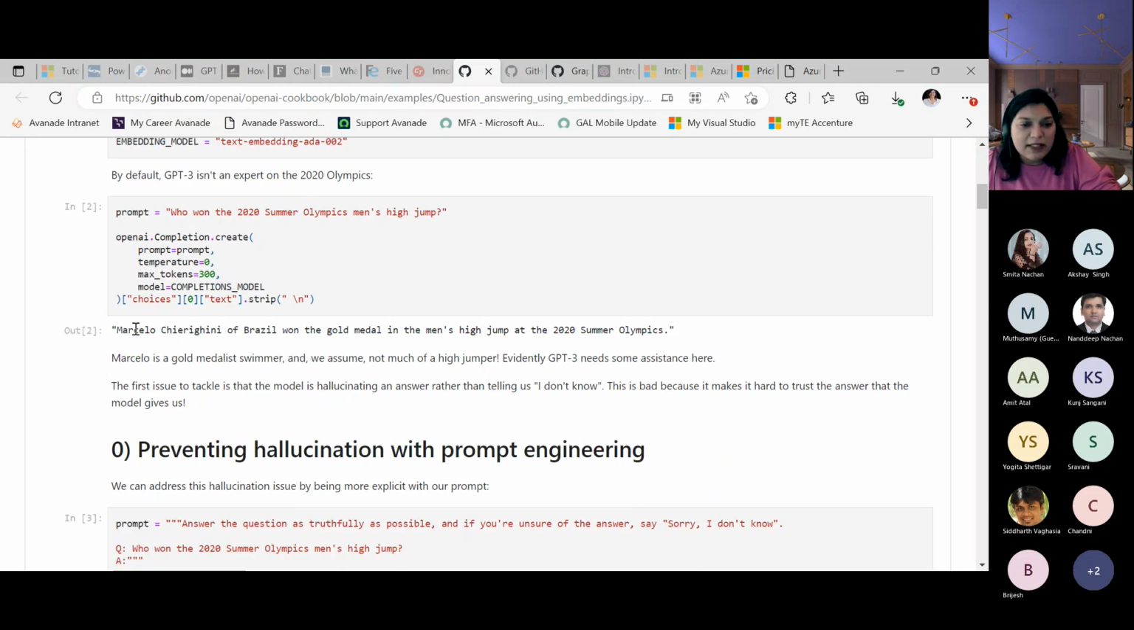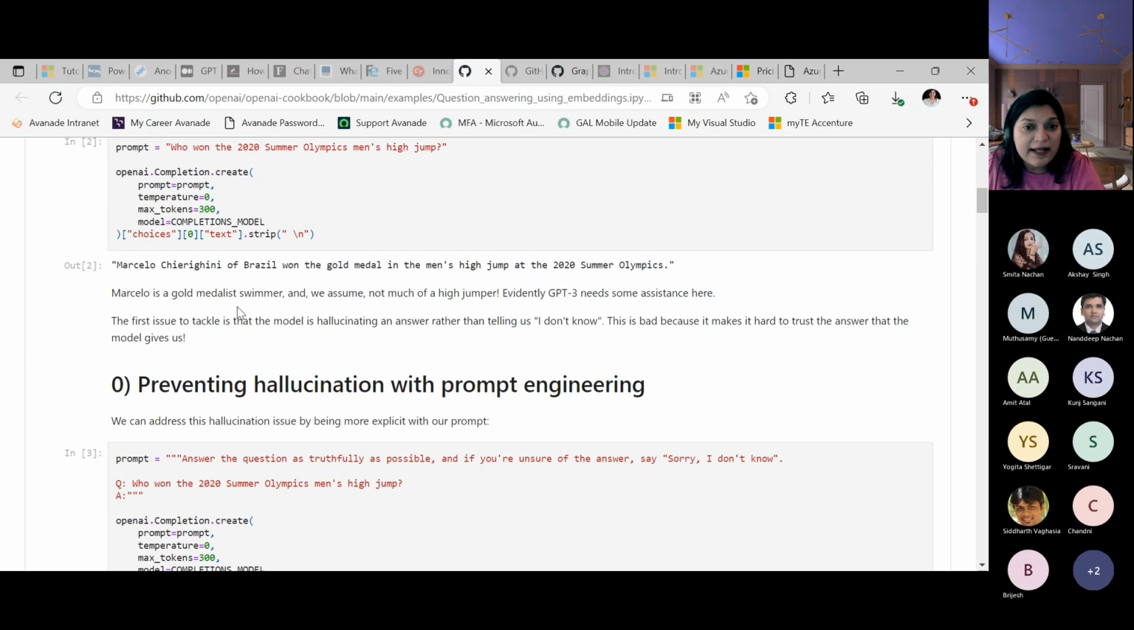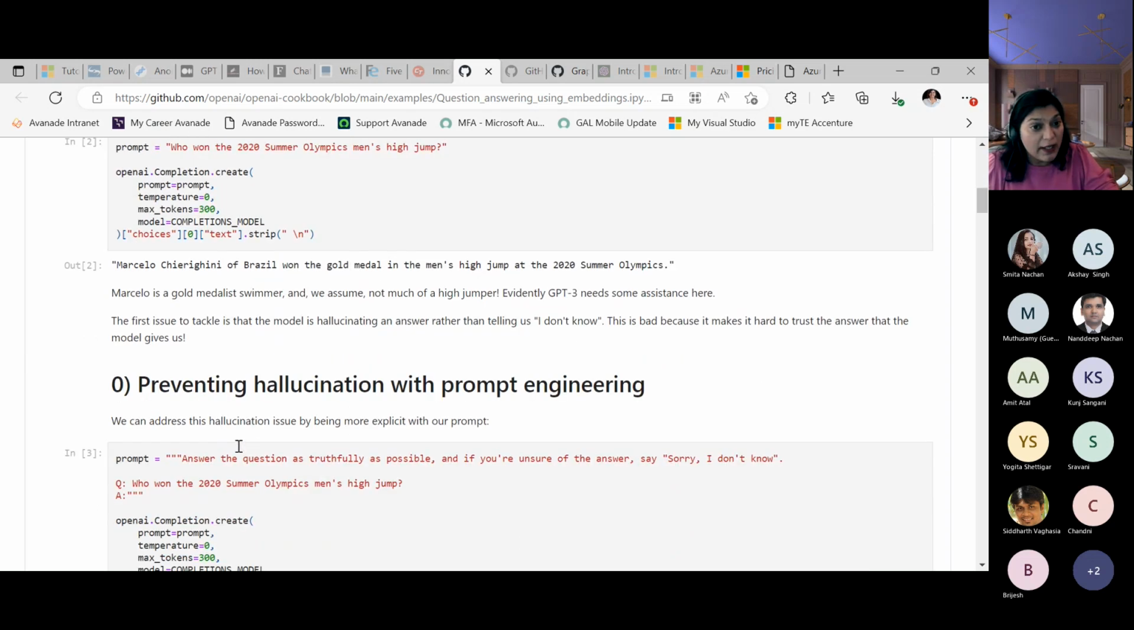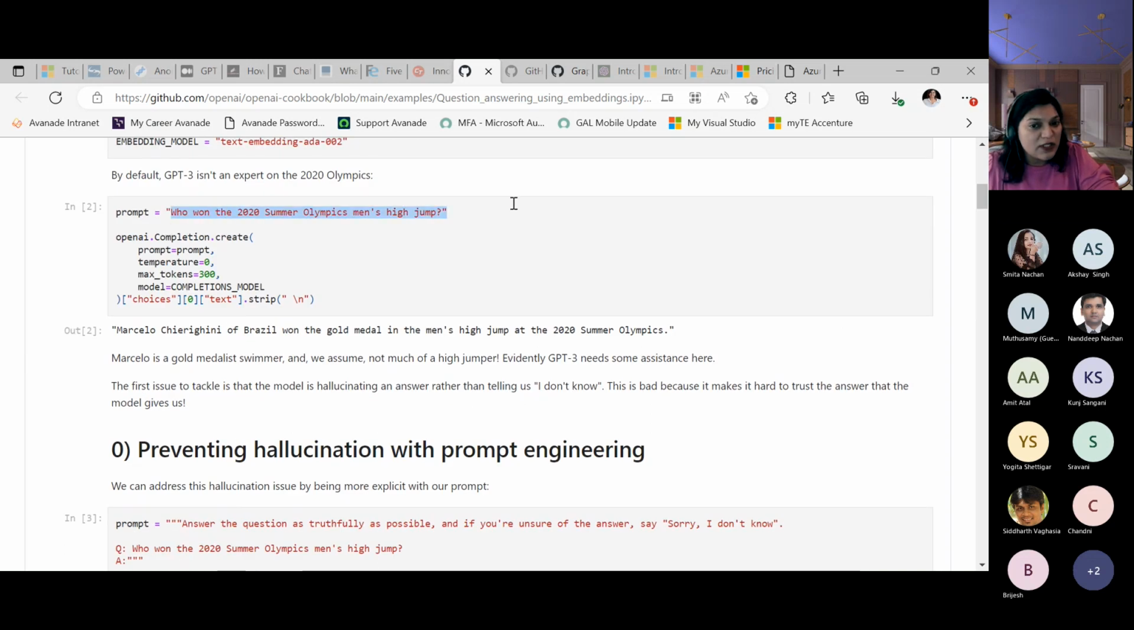And then it gives me some answer saying Marcelo of Brazil won the gold medal, right? But this is not the correct answer. Marcelo is a swimmer, he is not a high jumper, right? We know this because, of course, we have information out there. And this is something called hallucinating. Hallucinating meaning, if it doesn't know the correct answer, it will try to concoct something, typically like how human beings do, right? If we don't know something, we try to guess, we try to assume something. So this is what is called model hallucination, right? But now I want the model to prevent hallucination.